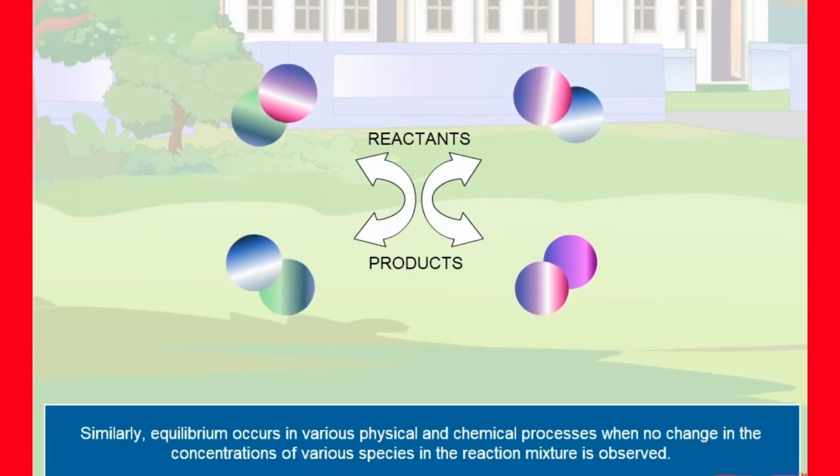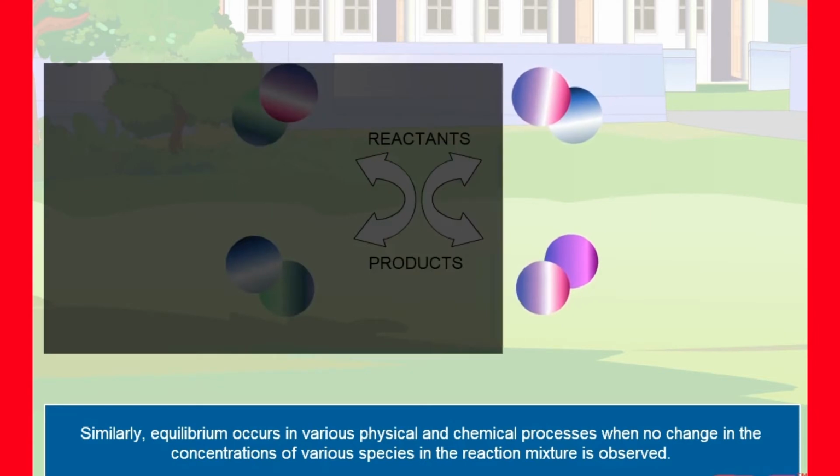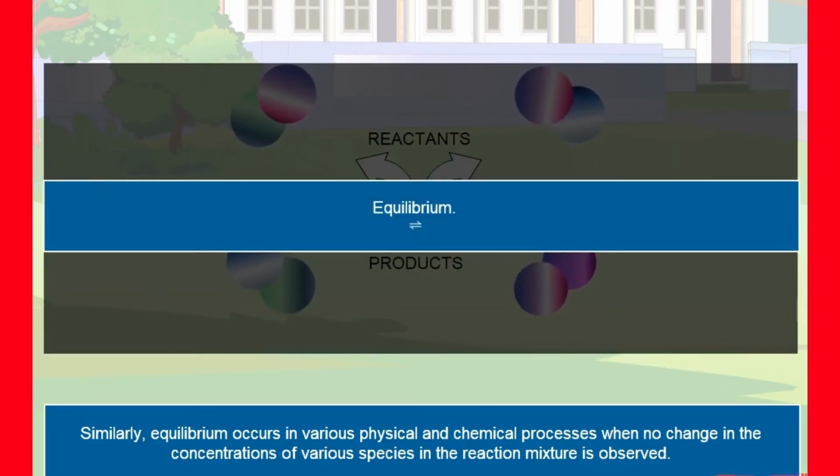Similarly, equilibrium occurs in various physical and chemical processes when no change in the concentrations of various species in the reaction mixture is observed. Come, let us discuss this topic in detail in the module Equilibrium.